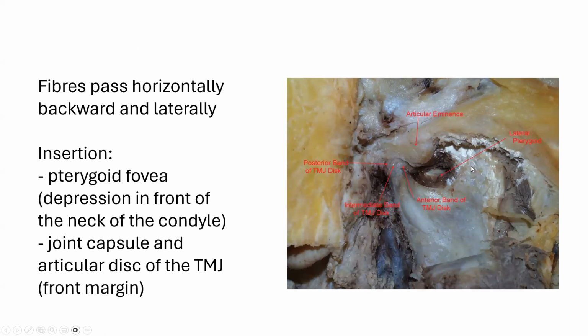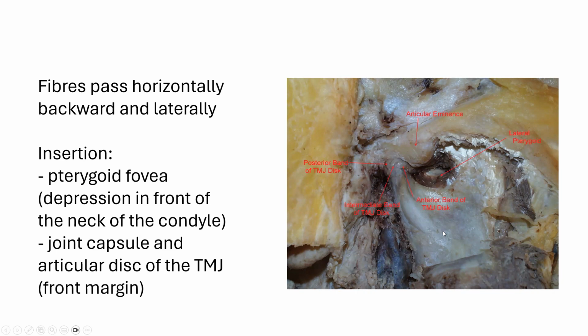Well, it's a beautiful picture. The capsule and some of the portion are removed to show you how the lateral pterygoid comes backwards and then pierces through the capsule and the articular disc in order to gain attachment to the pterygoid fovea, which is on the anterior portion of the neck of the condyle, just below the head of the condyle. Fibers pass horizontally, backward, and laterally, as I showed you. Insertion is the pterygoid fovea, a depression in front of the neck of the condyle, and it pierces through the capsule as well as the articular disc of the TMJ, frontal margin.